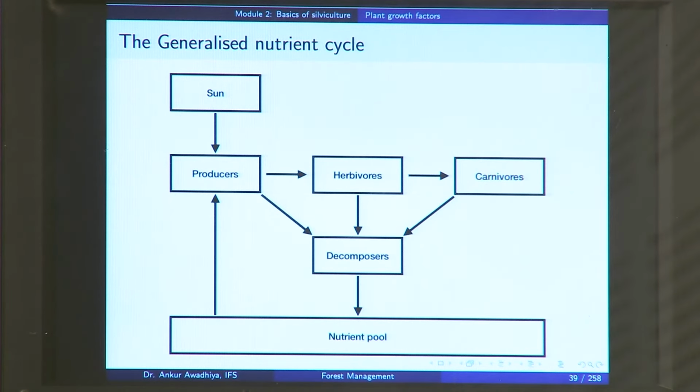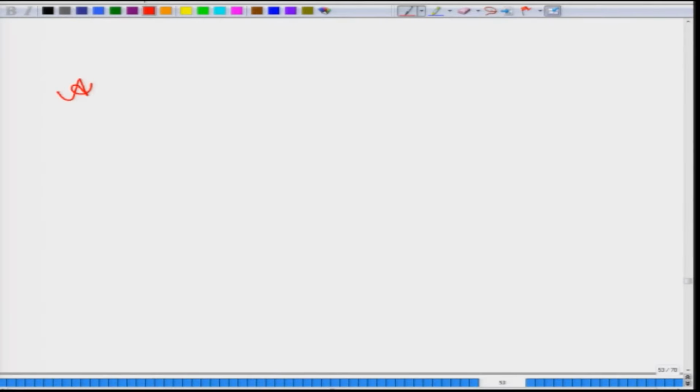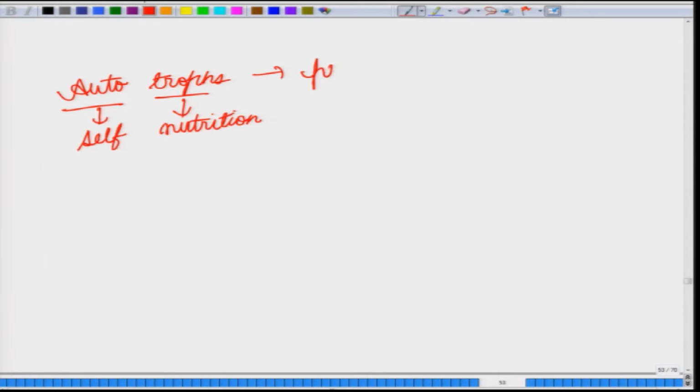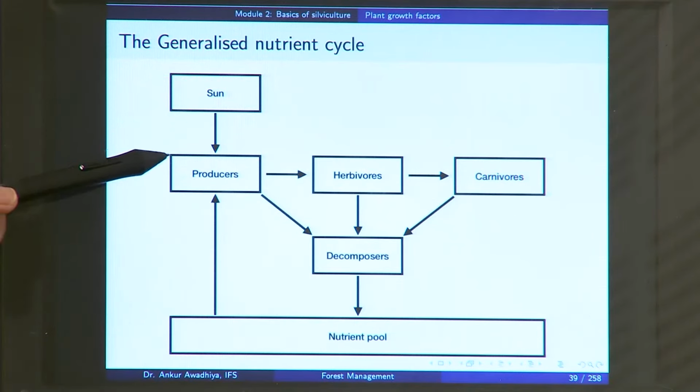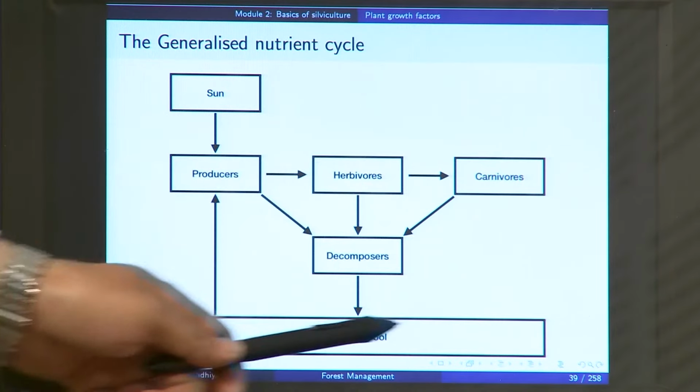Now, producers are those organisms that are able to produce their own food. They are also known as autotrophs. Auto is self and troph is nutrition. So, autotrophy is self nutrition. You are making food by yourself. So, these autotrophs are also known as producers. Now, the sun is giving light to these autotrophs, which are in turn producing food for the other organisms.